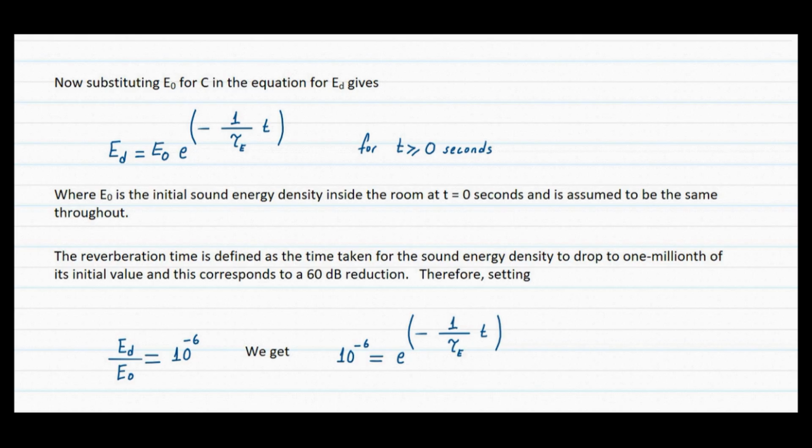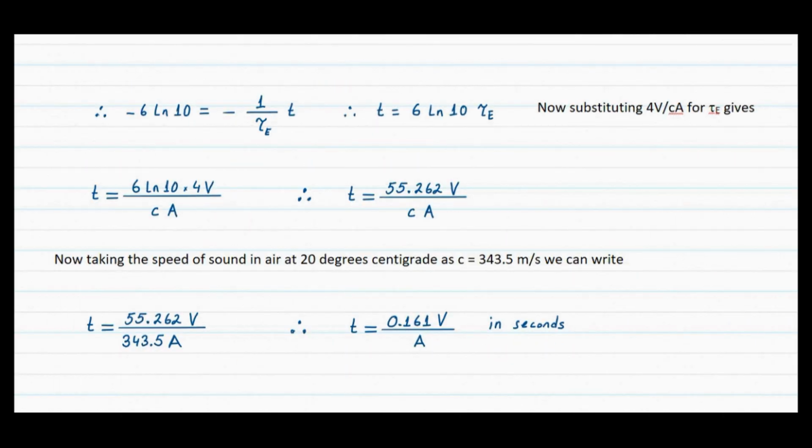The reverberation time is defined as the time taken for the sound energy density to drop to one millionth of its initial value, and this corresponds to a 60 dB reduction. Therefore, setting E sub d over E naught equals 10 to the power of minus 6, we get 10 to the power of minus 6 is equal to e raised to the power negative t over tau sub e. And after manipulating this expression, we arrive at an expression for t, which is equal to 55.262 times V over c times A.